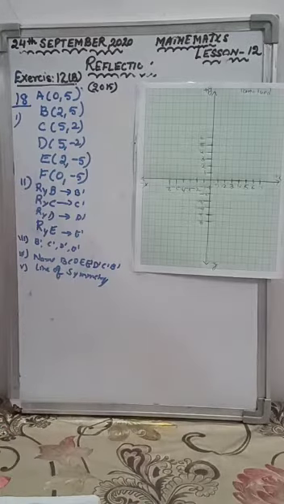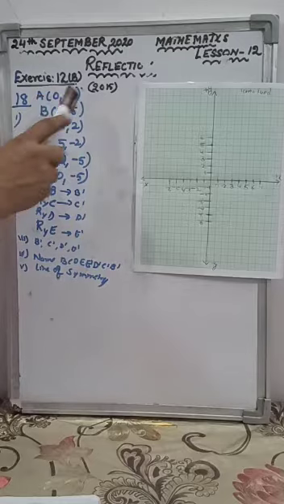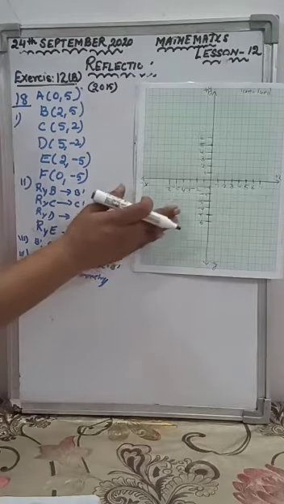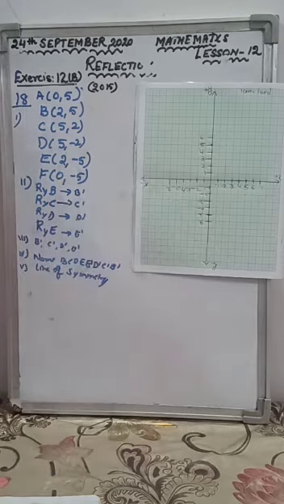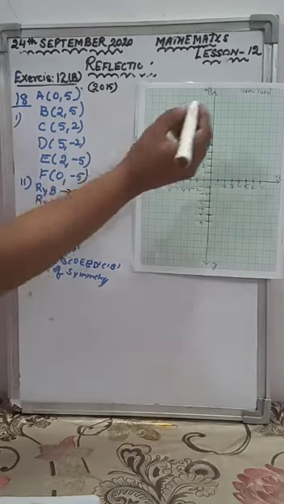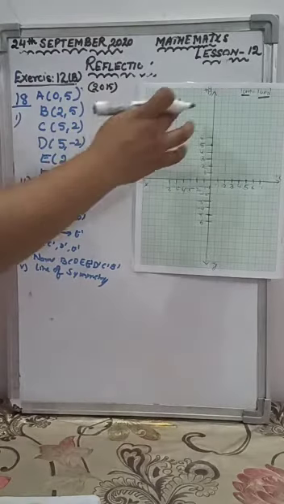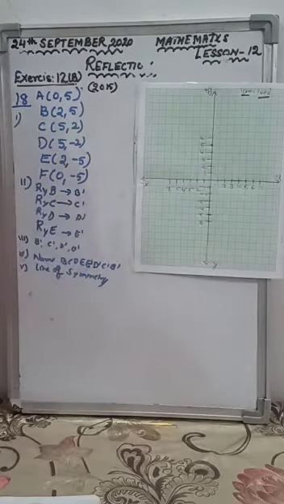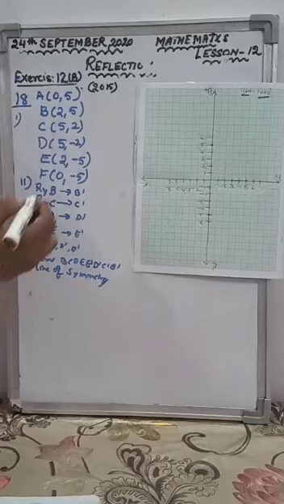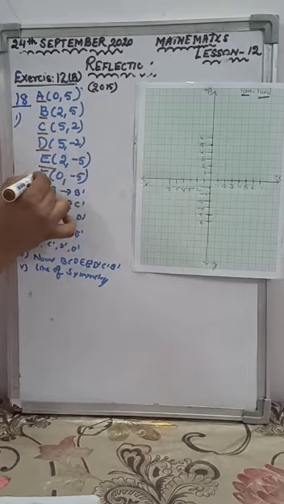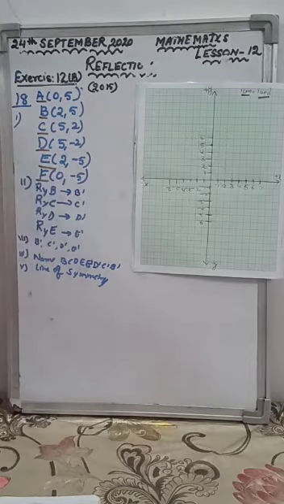Now I'll do question number 18. This is 2015 question. The question says that use a graph paper. So we are using the graph paper, taking 1 centimeter as 1 unit. So I have taken 1 centimeter as 1 unit on both the axes, y-axis and the x-axis. So first part they are saying you have to plot the points A, B, C, D, E and F on the graph paper. So first of all, let us plot the points.